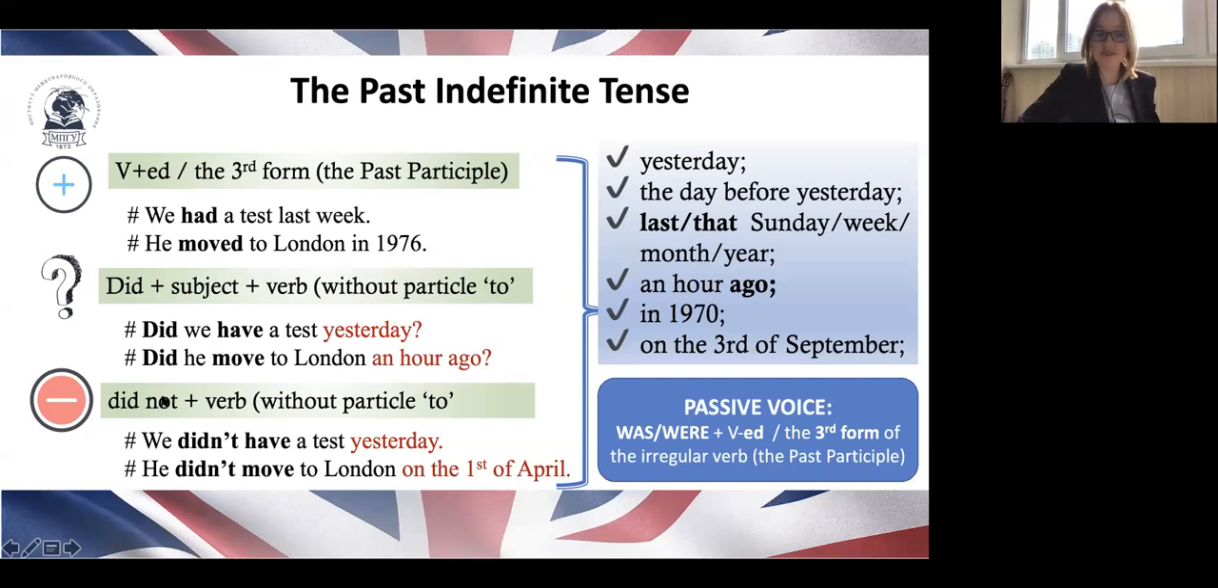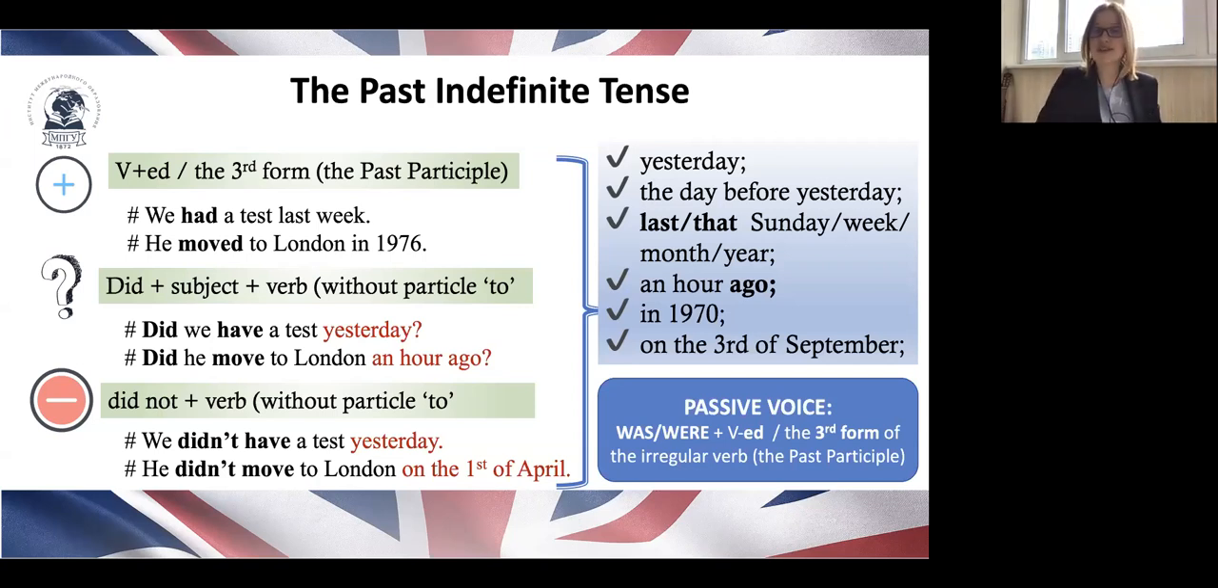And in the negative sentence, we didn't have a test yesterday, and also he didn't move to London, for example, on the 1st of April. Do not forget that each tense has a specific time indication. So it means that we have these markers, then when we see them in the sentence, we can easily identify the form. And the past indefinite tense is not the exception.